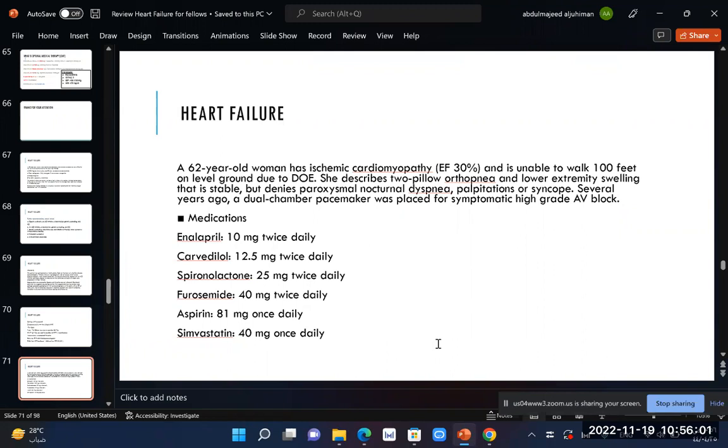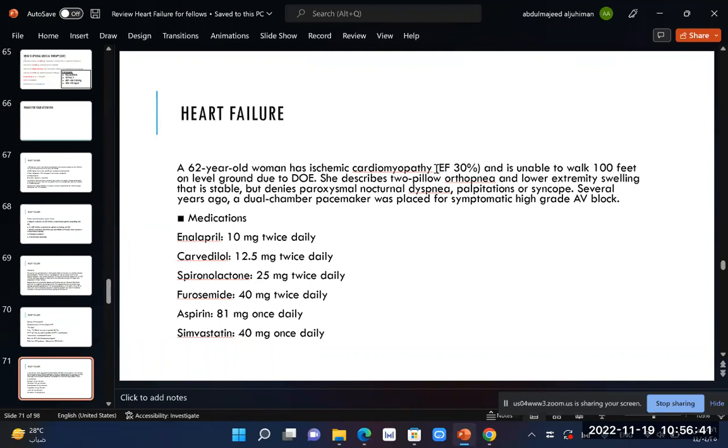So let's do this question. A 62-year-old woman who has ischemic cardiomyopathy and ejection fraction of 30% is unable to walk 100 feet on level ground due to dyspnea on exertion. She described two-pillow orthopnea and extremity swelling that is stable but denies paroxysmal nocturnal dyspnea, palpitation, or syncope. Several years ago, a dual-chamber pacemaker was placed due to symptomatic high-grade AV block. These are her medications: ACE inhibitor, ARB, MRA, furosemide, aspirin, and simvastatin.